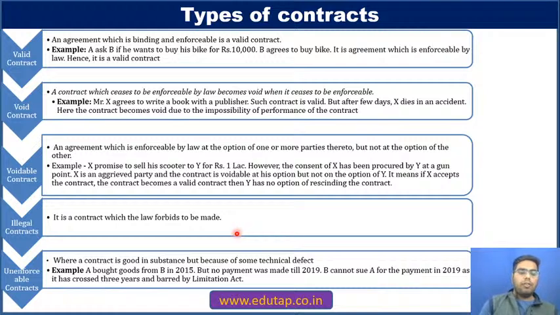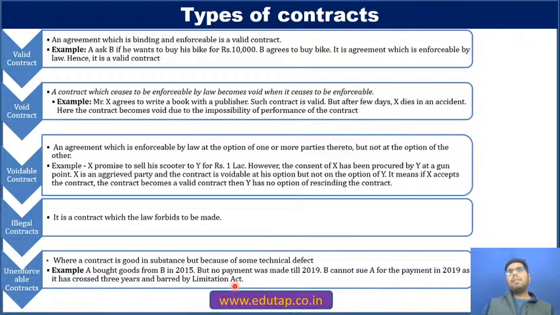And last is unenforceable contract. When a contract is good in substance, but because of some technical defect, it cannot be enforced. For example, A bought goods from B in 2015, but no payment was made till 2019. B cannot sue A for the payment in 2019, as it has crossed the 3 years and is barred by the Limitation Act.